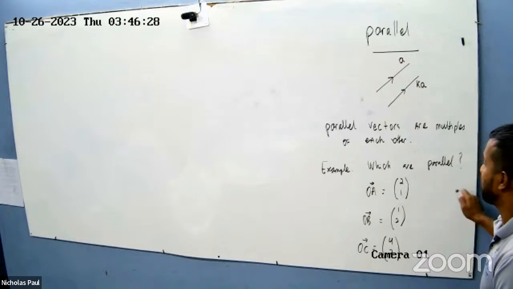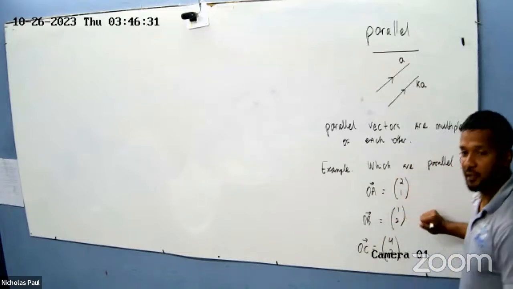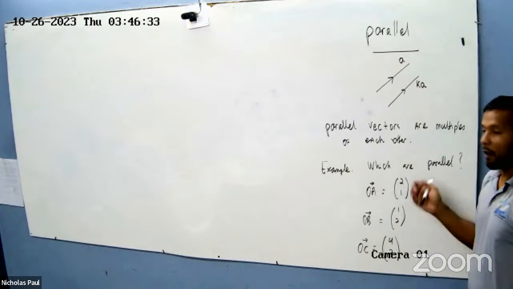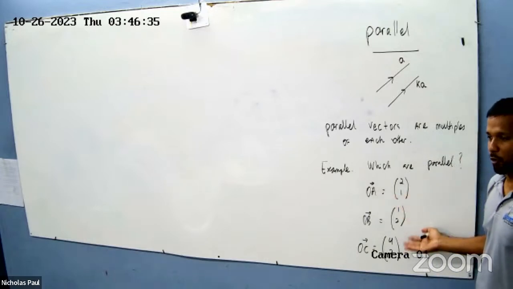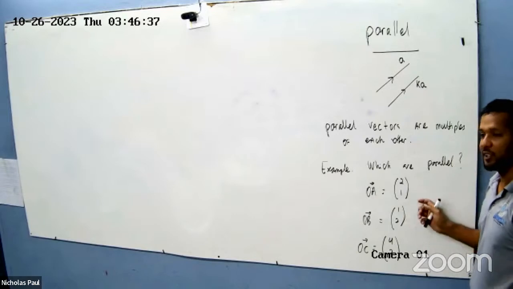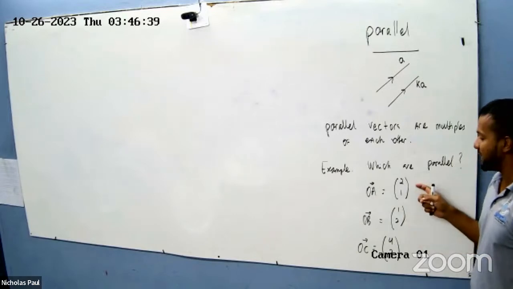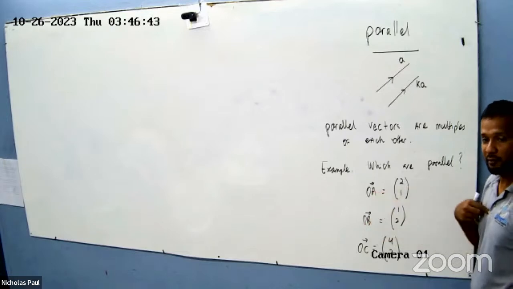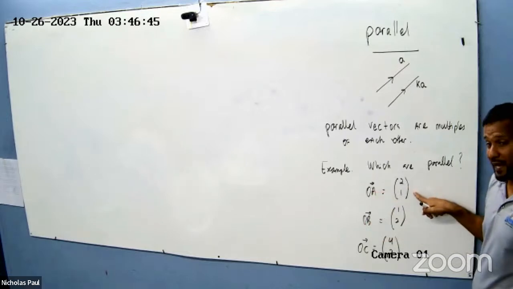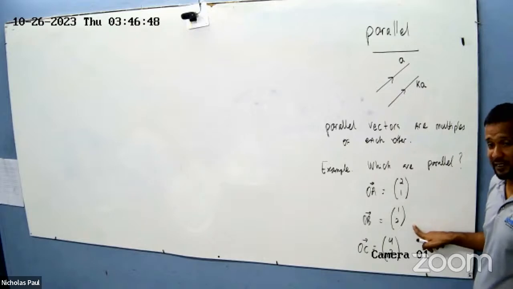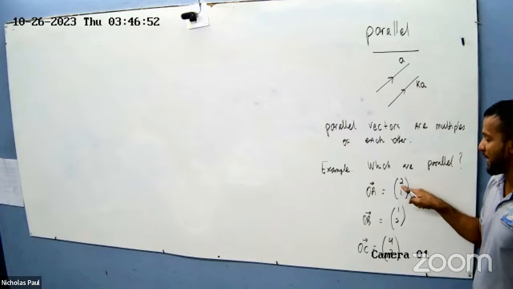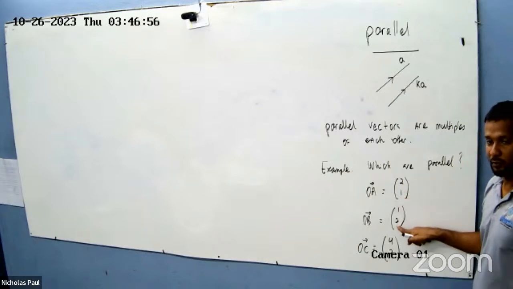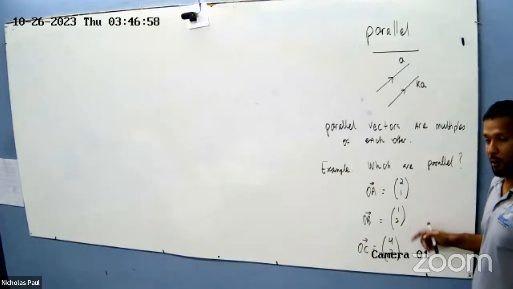So let's take a look here. How do we know which of these vectors are parallel? All we have to do is check which are multiples of each other. Is OB a multiple of OA? Can I multiply anything by OA? If I multiply this by a half, I'll get 1, but 1 by a half is not 2. So these two are not parallel.